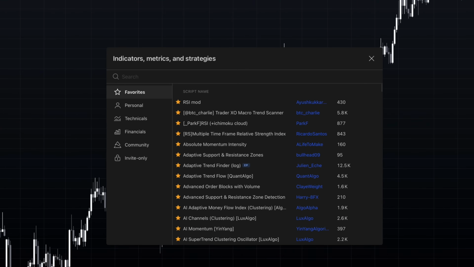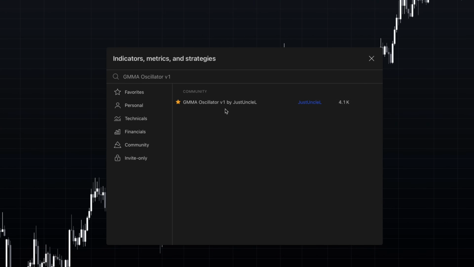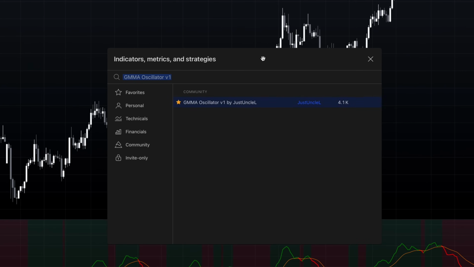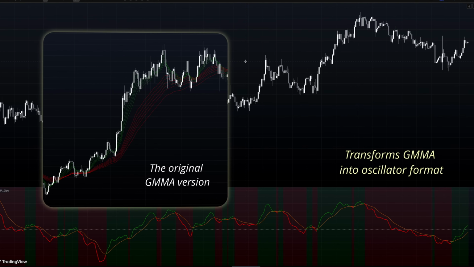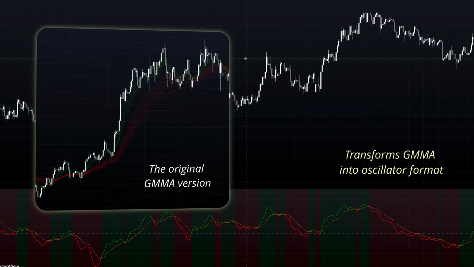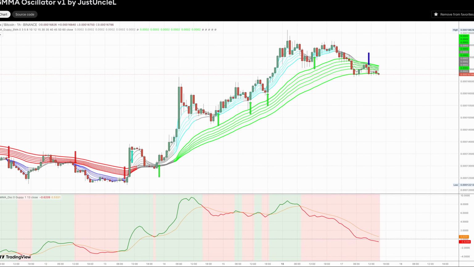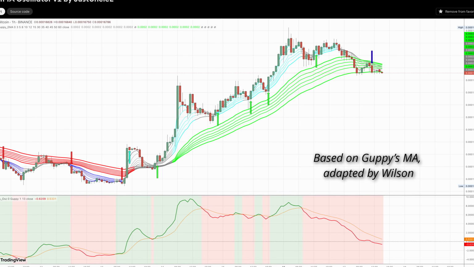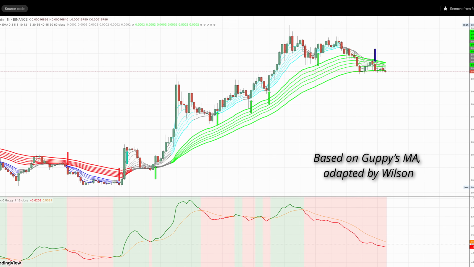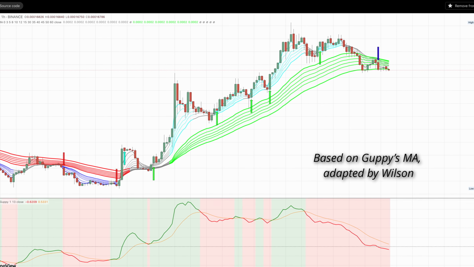GMMA Oscillator. Created by Just Uncle L, this Pine script indicator transforms the Guppy multiple moving average system into an oscillator format, measuring the percentage difference between fast and slow GMMA sets. The oscillator concept was originally developed by Leon Wilson, adapting Darrell Guppy's moving average methodology into momentum analysis.